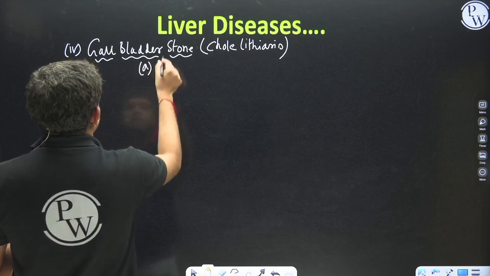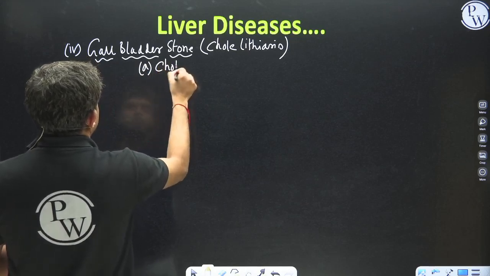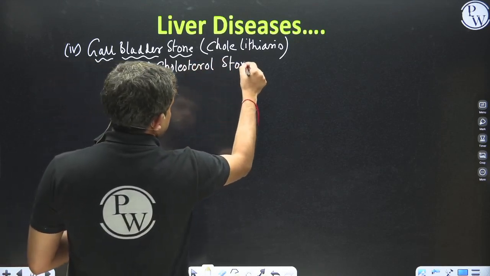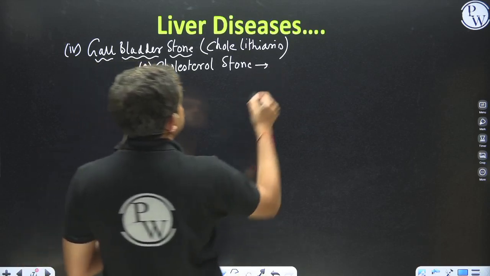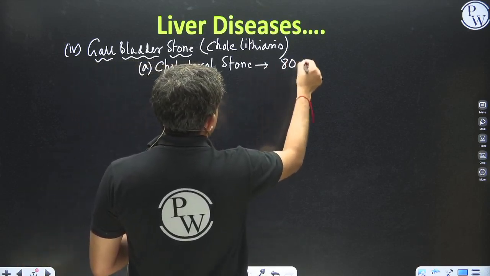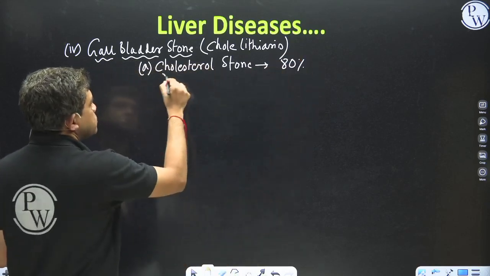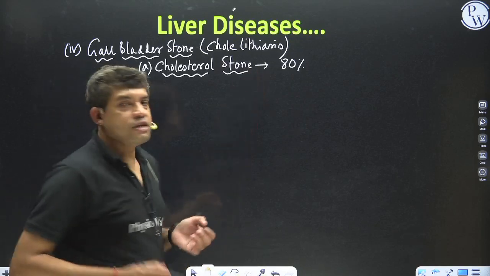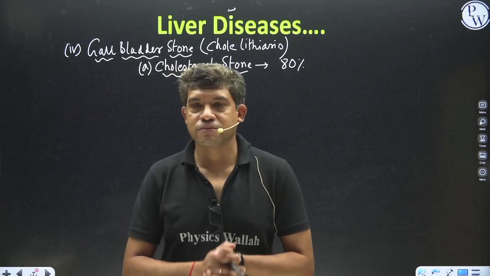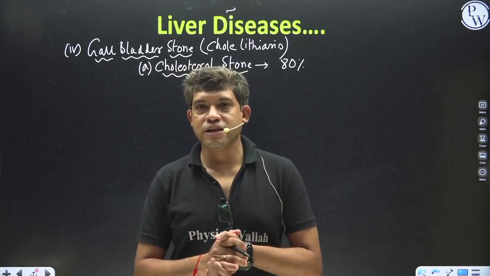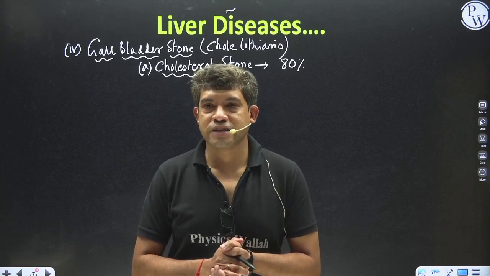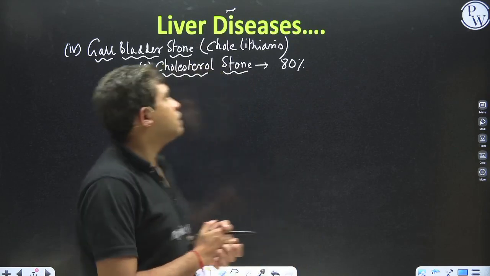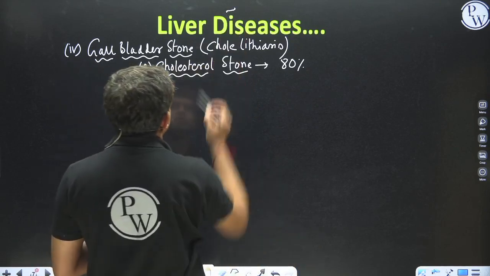Say, for example, the cholesterol stone. 80% of all the stones are actually made up of cholesterol. Those who are female, those who are fatty and have huge depositions of cholesterol in the arteries as well as in the blood, there is a huge amount of cholesterol. So there is a chance that their cholesterol will be increasing, and that they will be suffering from the cholesterol stone. Say 80% of them will be suffering from the cholesterol stone.